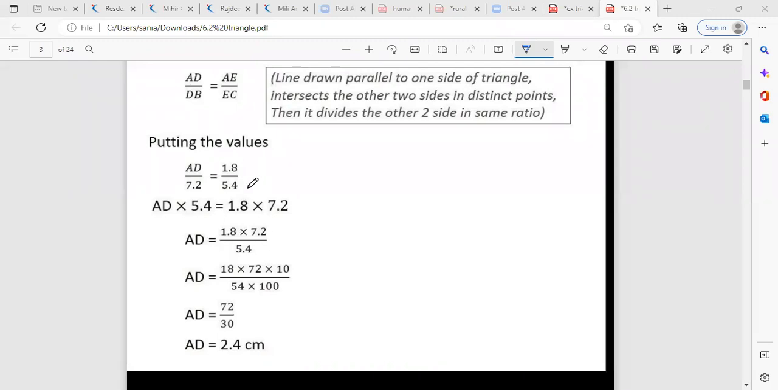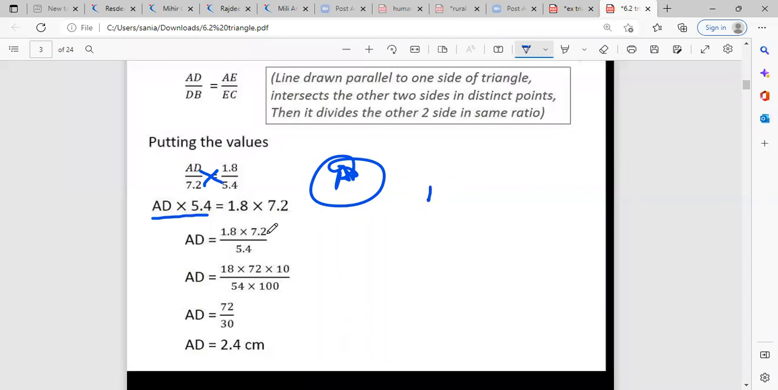Over here you just put in the values. Now you are going to do cross multiplication. This one will go here and this will come here, so it is 1.8 multiplied by 7.2. Remember, whatever value you have to find, you have to make it alone. So AD, with 5.4, will come down. The simple calculation everyone knows, but the decimal part creates a problem.